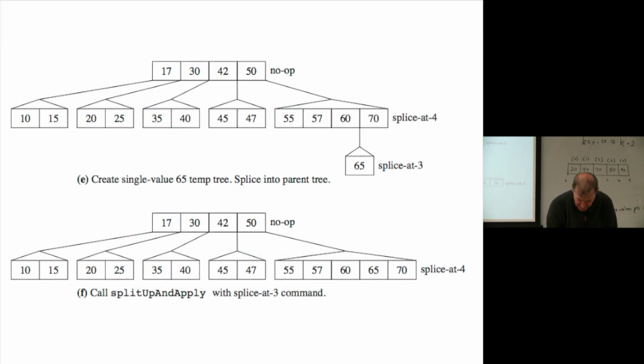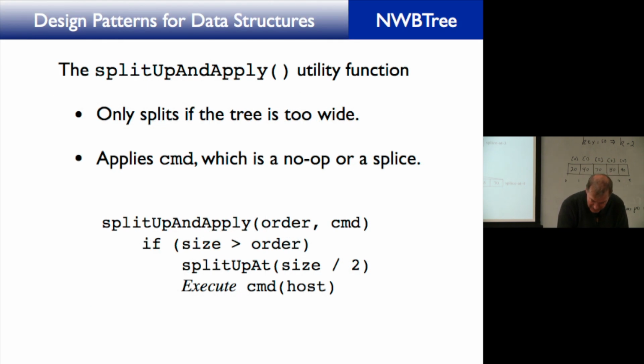Now, split up and apply, that was that utility function. It only executes if what? If it's too big. But is it? It is. It's 5. It's not 4. So it is too big. So split up and apply actually does something. So what does it do? It does split up at what?